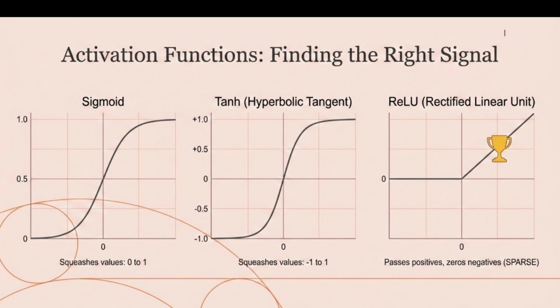Enter ReLU, rectified linear unit. The math is really simple in the rectified linear unit. If the input is negative, make it zero. If it's positive, leave it alone. Because it never flattens out on the positive side, the gradient stays strong. Computation is lightning fast, and it has become the absolute industry standard.